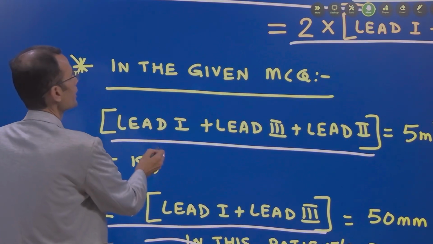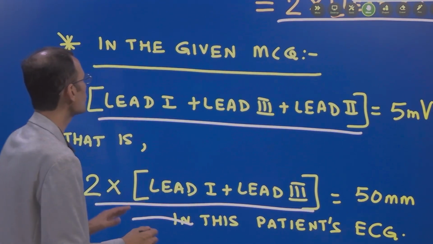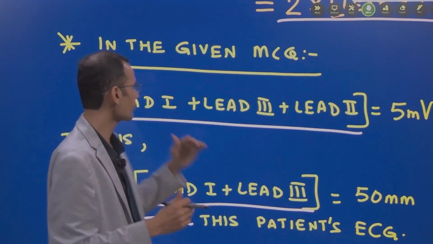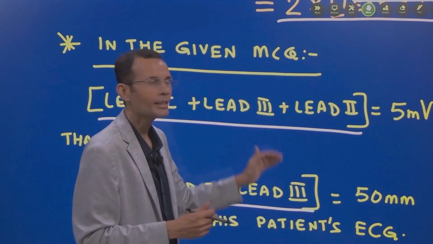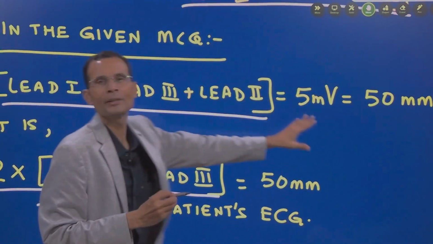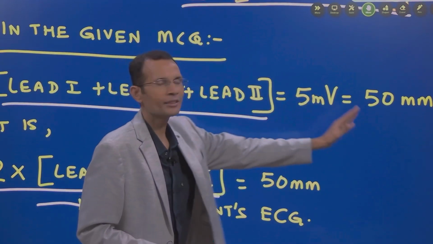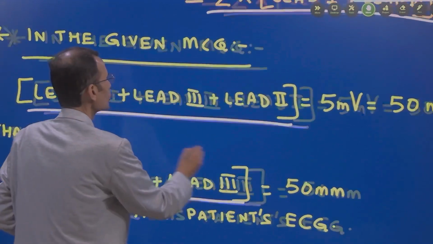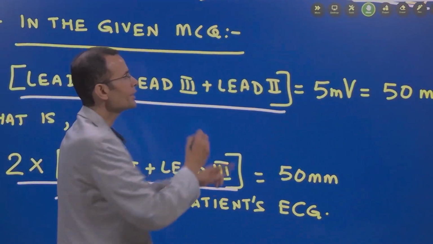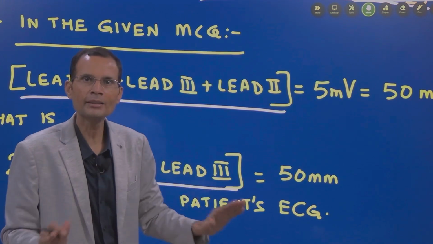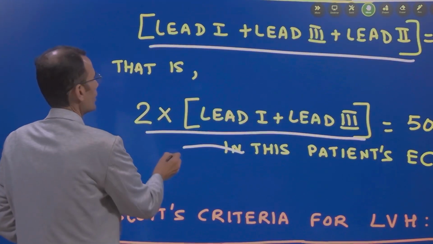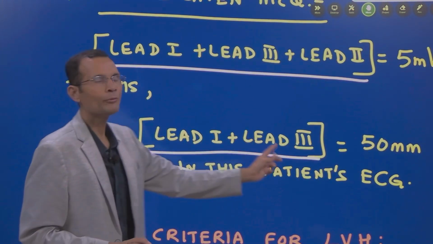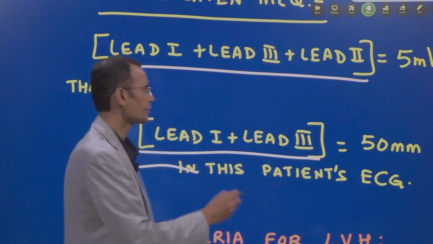Now come to the given MCQ. In the given MCQ, lead 1 plus 3 plus 2, I mean the amplitudes recorded from lead 1 plus in 3 plus in lead 2 is equal to 5 millivolts. That is given. 5 millivolts is same as 50 millimeters. We saw that on the ECG paper, on the graph paper. So 1 plus 3 plus 2 is equal to 50 millimeters. Take that. That is same as 2 into lead 1 plus 3 is equal to 50 millimeters.